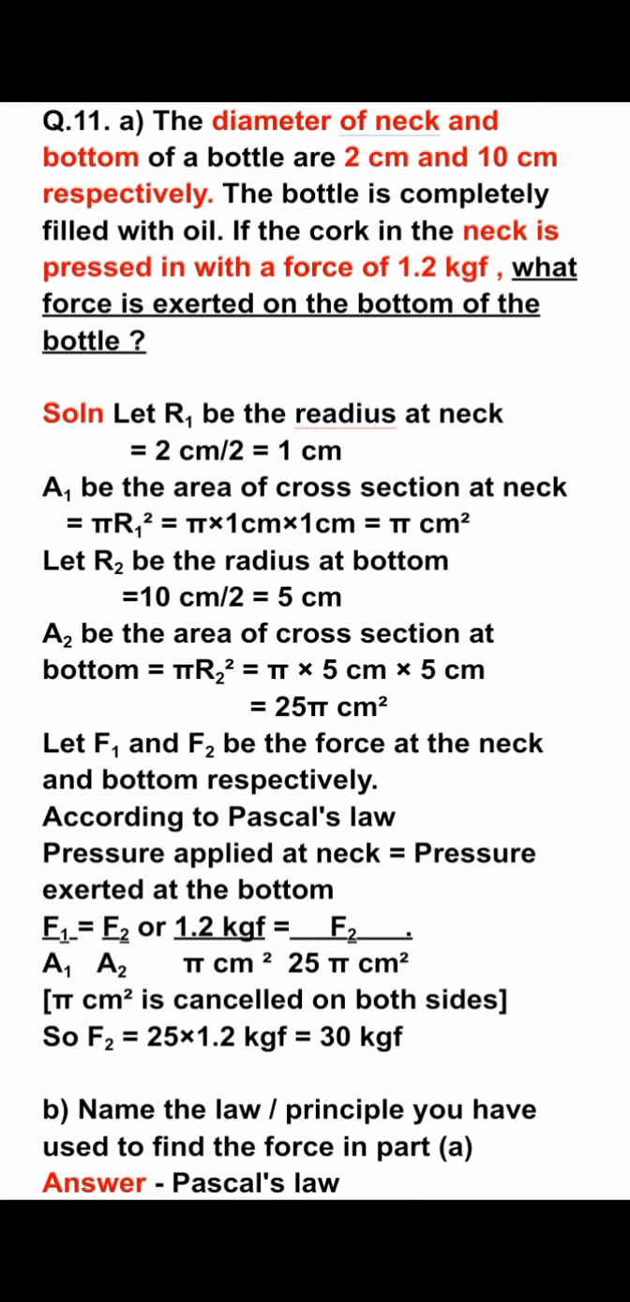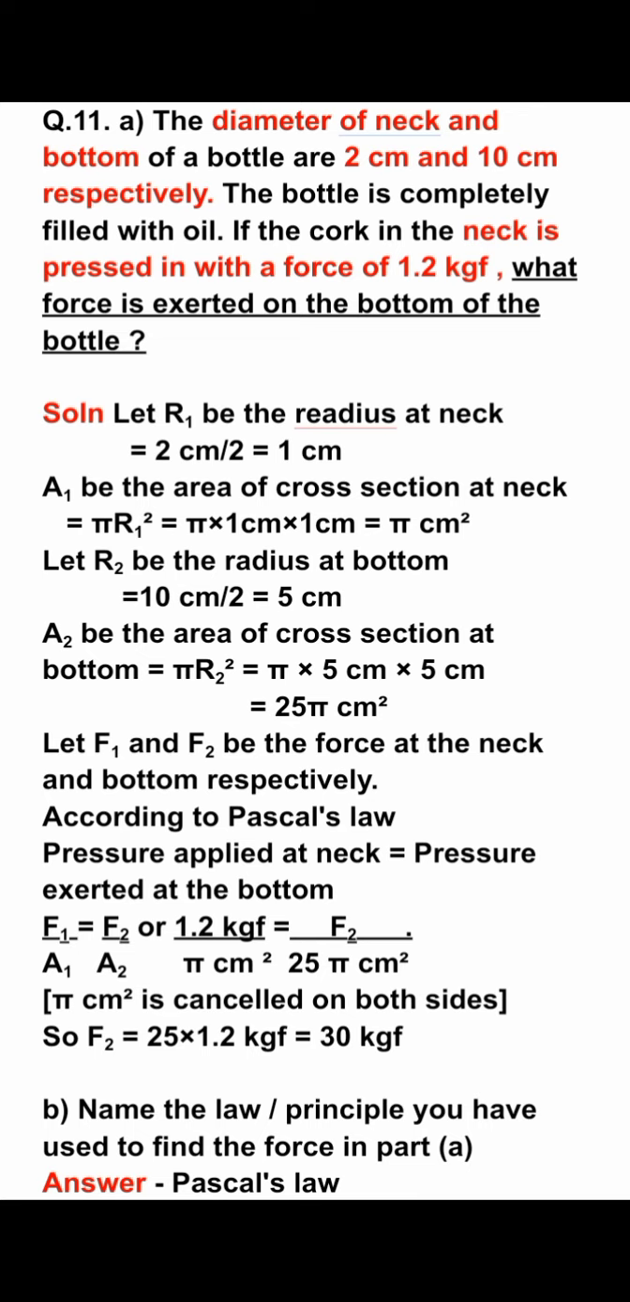R1 be the radius at the neck, which is equal to 2 cm by 2 equals 1 cm. Here the diameter is divided by 2 to find the radius. And A1 is the area of cross section at the neck. So its area will be pi into R1 square, since the area of cross section for the neck will be the area of a circle. So pi R1 square, that is pi into 1 centimeter square. So it's pi centimeter square.